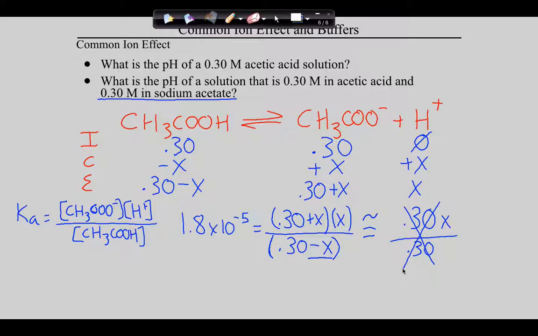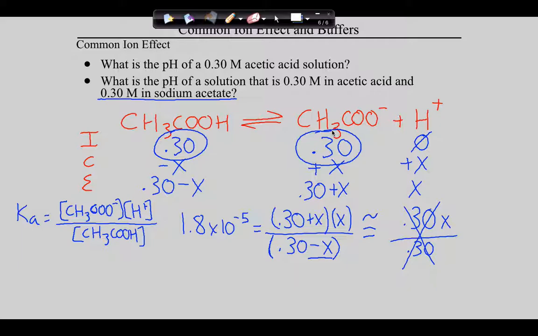When you build your buffers, if the concentration of your weak electrolyte and the concentration of your conjugate base salt are the same, your hydrogen ion concentration is Ka. You think you should write that down? Me too. Just write it down.